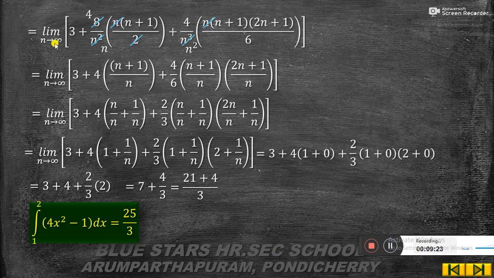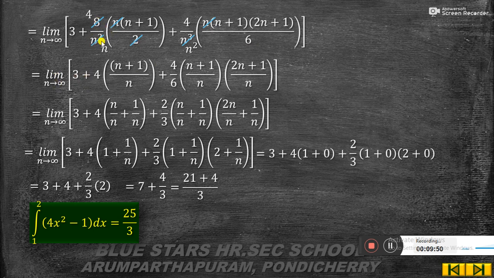So the next step, limit n tends to infinity, 3 plus, that means 1 plus 2 plus up to n. The sum of the natural numbers formula is n into n plus 1 by 2, plus 4 by n cube into the sum of the squares of the terms. The formula is n into n plus 1 into 2n plus 1 by 6. So the next step, limit n tends to infinity, 3 plus, here 8 and 2.